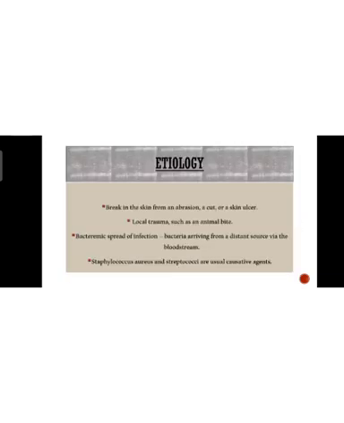Now moving forward, we can see the etiology of cellulitis. It is basically a break in the skin from an abrasion or cut or a skin ulcer, or local trauma such as an animal bite. Bacteremic spread of infection, which can be defined as bacteria arriving from a distant source via the bloodstream. Staphylococcus aureus and Streptococcus are the usual causative agents, and most of the Staphylococcus family are involved in cellulitis.